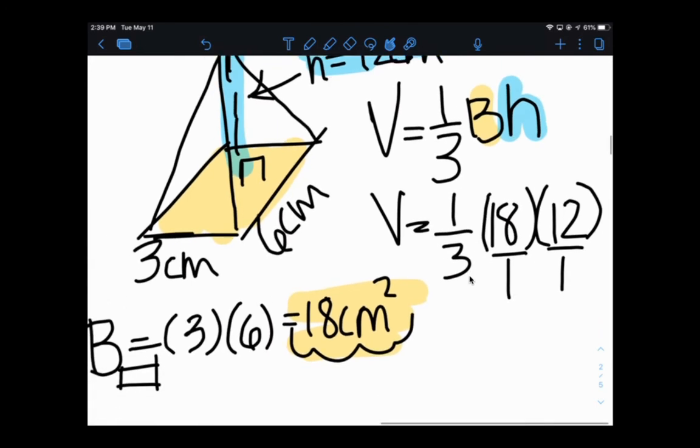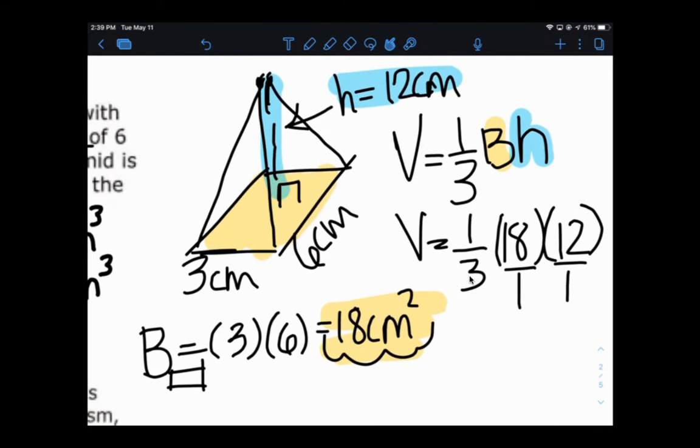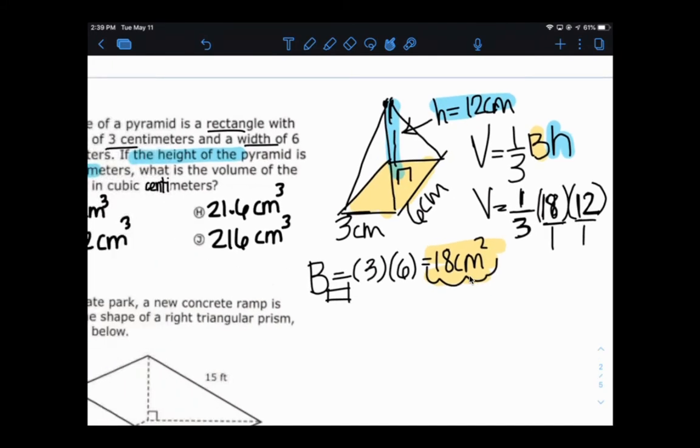And then you just multiply, right? Or you can just multiply here 1 times 18 times 12 divided by 3, and that will give you the answer, correct? So remember, to get the volume of a pyramid, you need to use the formula 1/3 area of the base times height. And after you solve that, you will get the answer. All right, that was problem number 4.